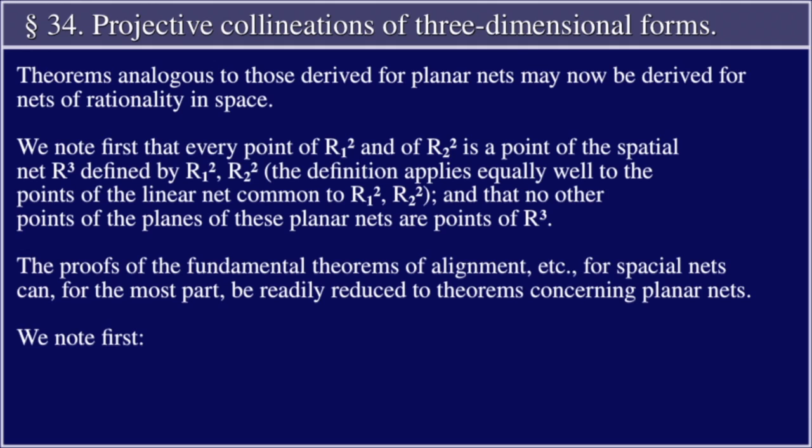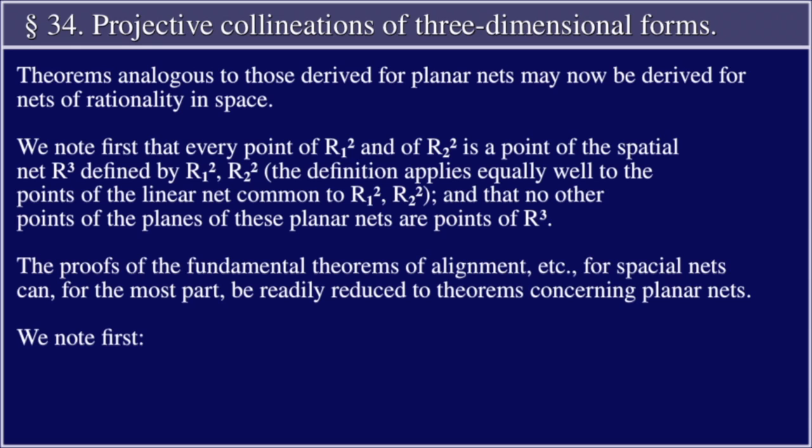We note first that every point of R1² and of R2² is a point of the spatial net R³ defined by R1², R2². The definition applies equally well to the points of the linear net common to R1², R2², and that no other points of the planes of these planar nets are points of R³. The proofs of the fundamental theorems of alignment, etc., for spatial nets can, for the most part, be readily reduced to theorems concerning planar nets.